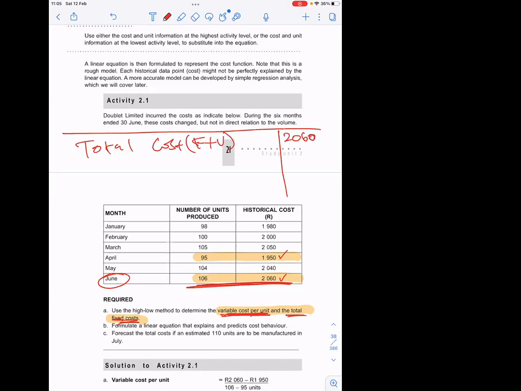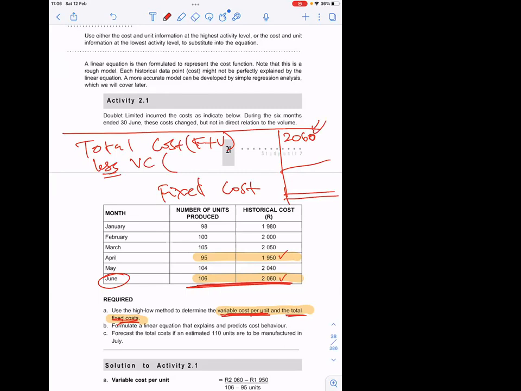Right. Now that I know my variable cost per unit, I can take out the variable cost in total. Then what remains is going to be the fixed cost. It's logic. There are two costs involved there. If I take out one, I remain with the balance.